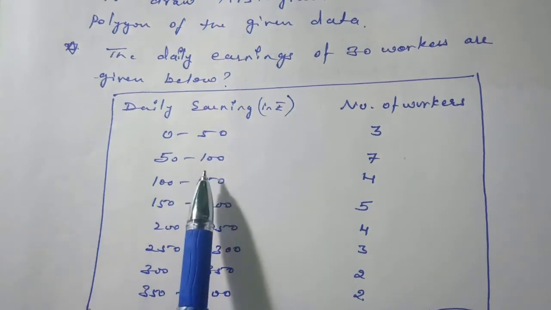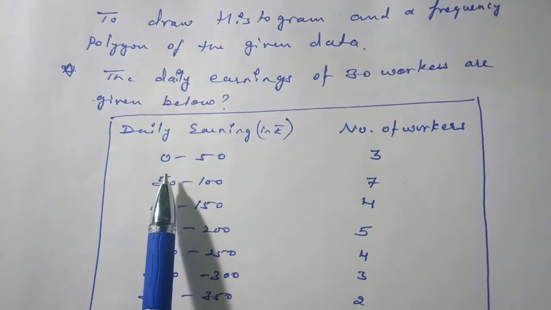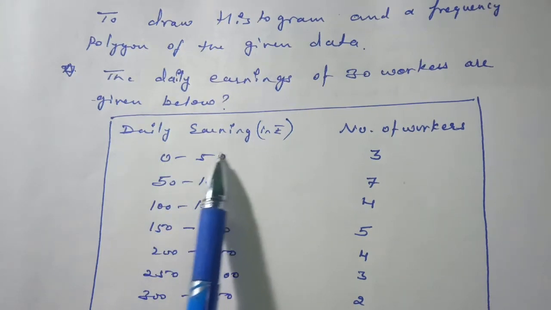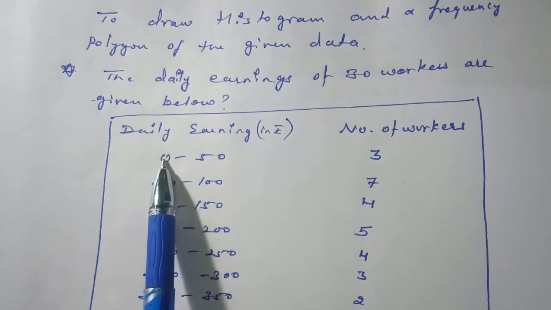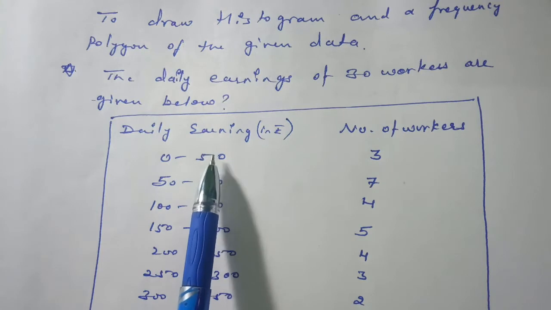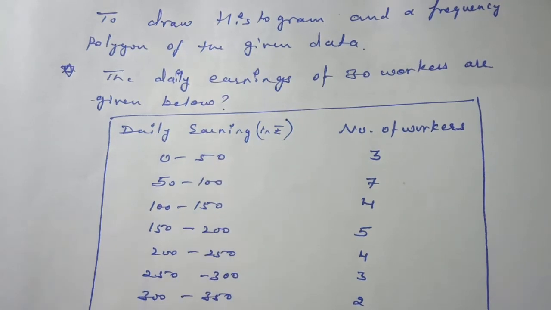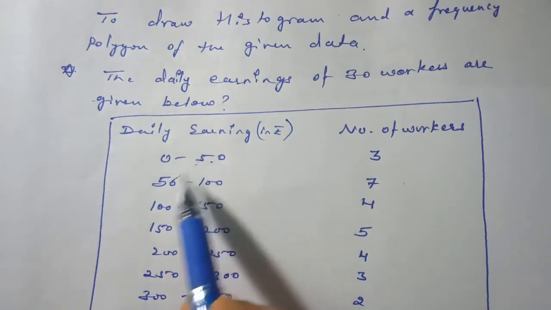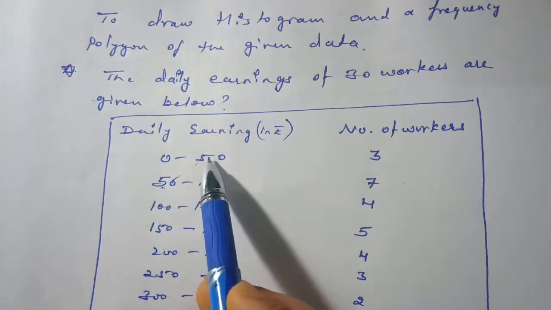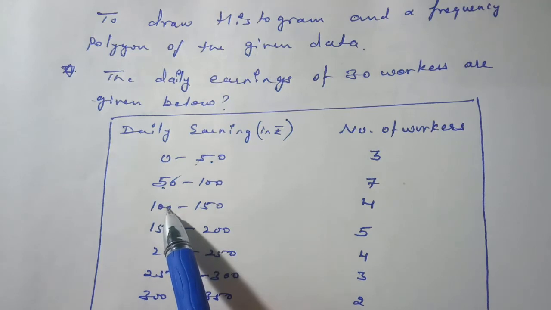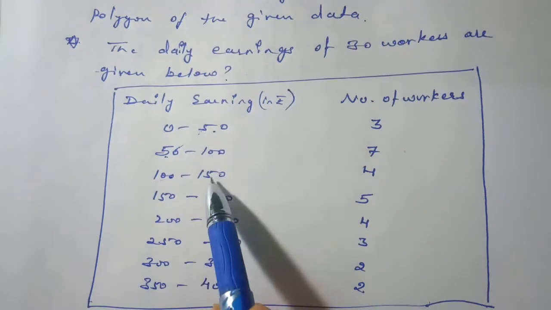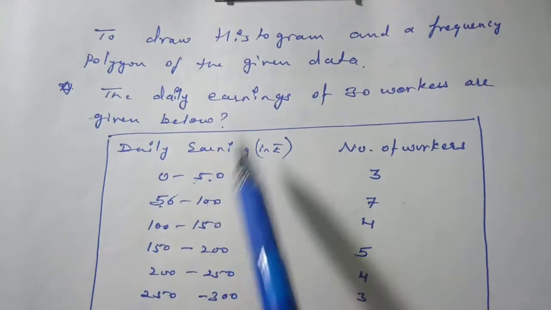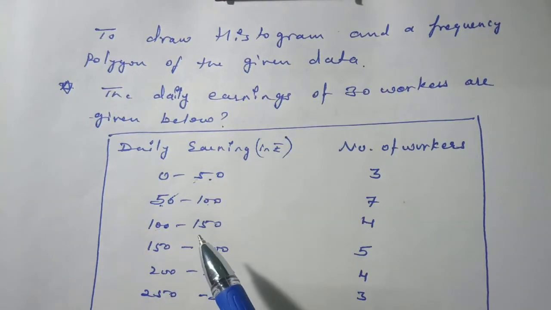Now, before starting, since we have to draw the histogram, we have to check the class interval. The class interval should be continuous. Continuous means the upper limit of the first class interval, the first number is called the lower limit and the second number the upper limit, should be equal to the lower limit of the second class interval. Here we are observing it is ending at 50 and the second class interval is starting from 50. It is ending at 100 and the third is starting from 100. So in this way we are observing they have the same numbers, which means the class interval is continuous. You have to know this point: for drawing the histogram, the continuous class interval should be there.